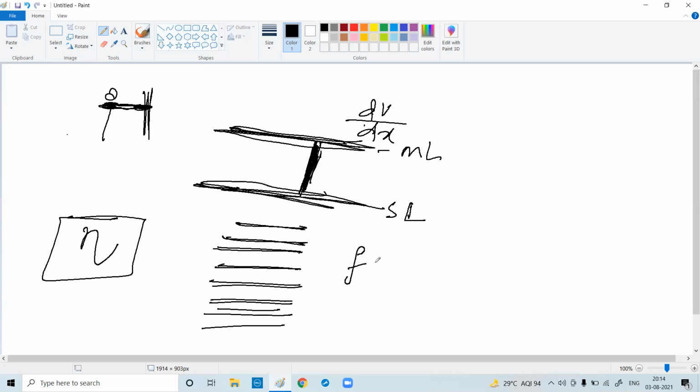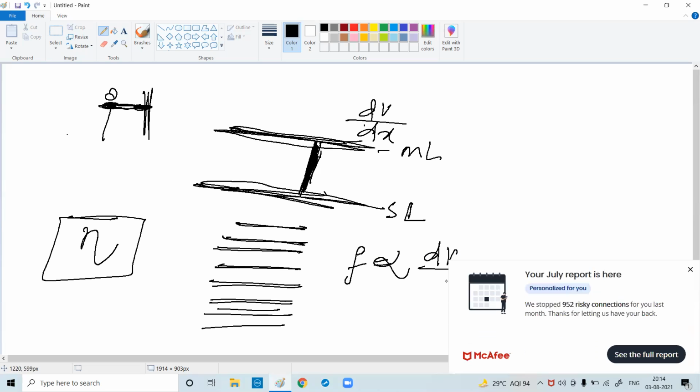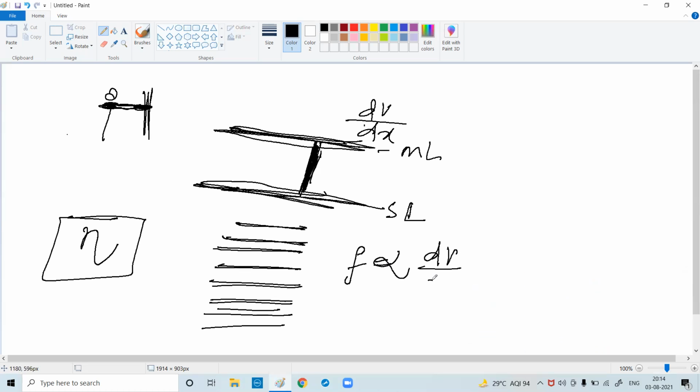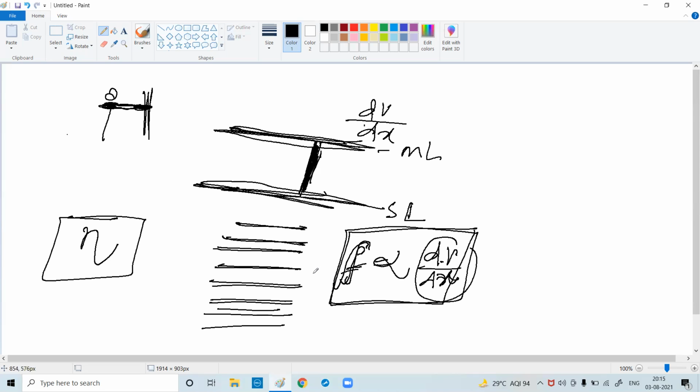So this viscous force is directly proportional to dv by dx, the velocity gradient. More the velocity gradient, more the force. Less the velocity gradient, less the force. That means if the rate of change of velocity with respect to distance is more, then the force is also more. It is also directly proportional to the area. And what area? It is the area of the layer parallel to the direction of the flow.